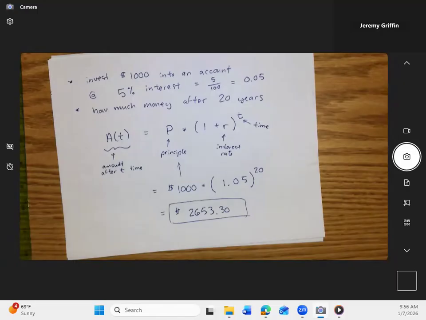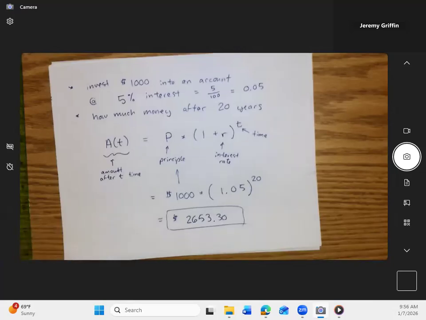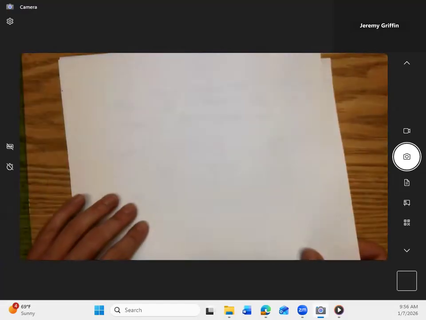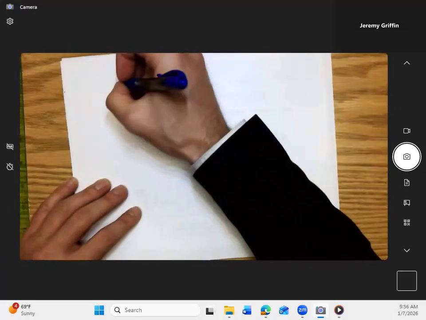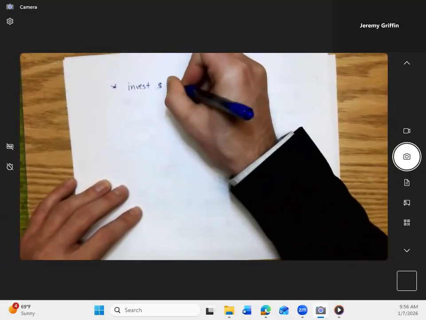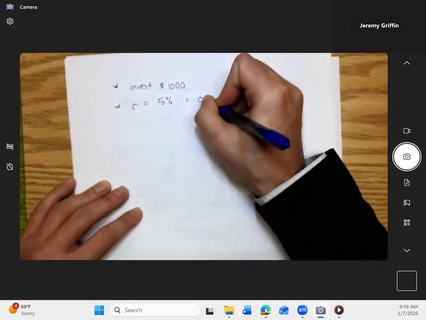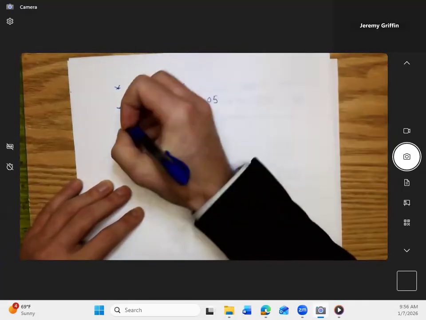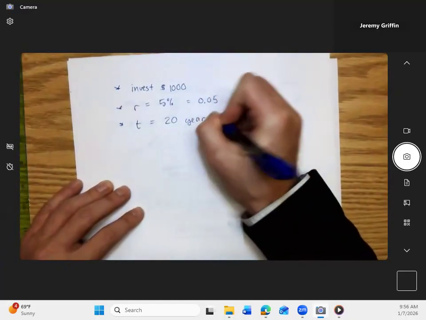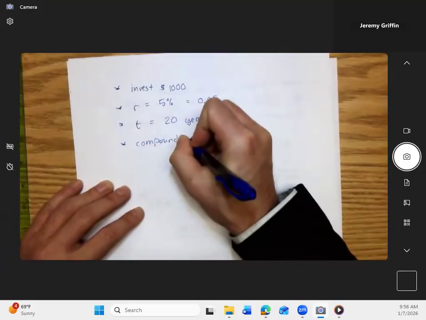Okay. All right. So I need to do at least one more example with you guys, which is going to be, what if you have compounding? Okay. So let's do a same number example. So invest $1,000. Let's say the interest rate is 5%, just like before, or 0.05 as a decimal. And let's say the amount of time is 20 years, just like before. But one more detail. Let's say this is compounded monthly.